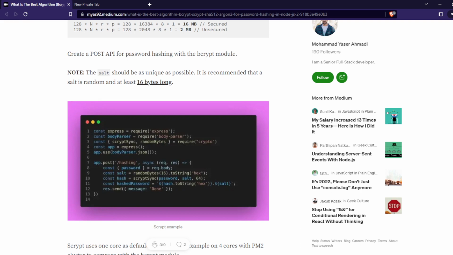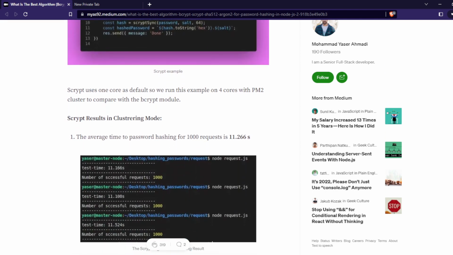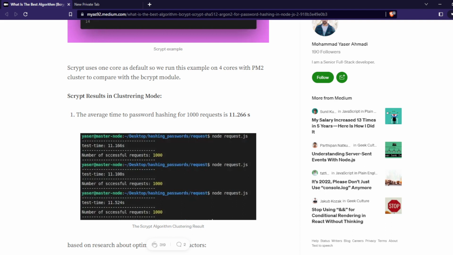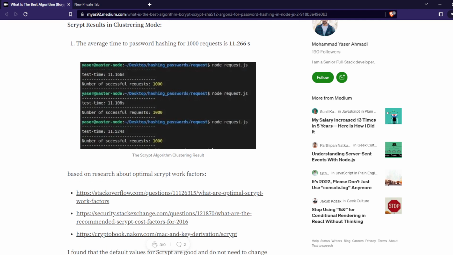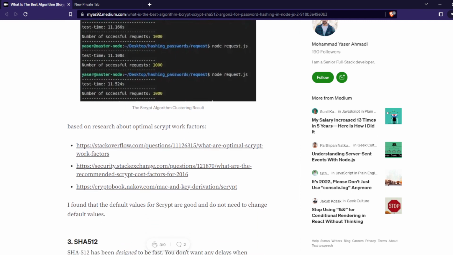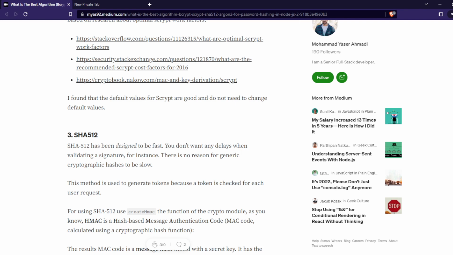Create a POST API for password hashing with the scrypt module. The result should be a unique hash, and the result is random, at least 14 characters. Scrypt uses one core by default, so we can run the example on 4 cores with PM2 to cluster, to compare with the scrypt module. With the scrypt module and clustering, the average time for password hashing per request is 11.26 ms. Based on research about the optional scrypt factors, it was found that the default values of scrypt are good and do not need to be changed.